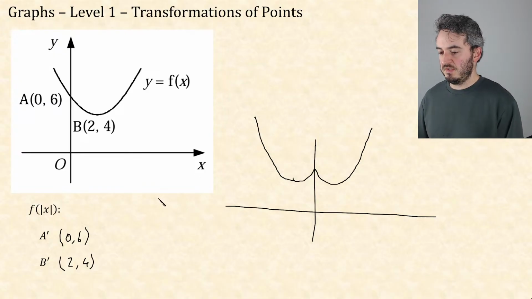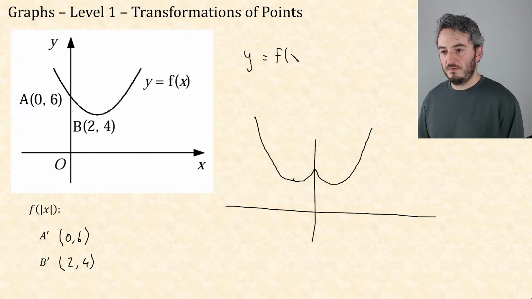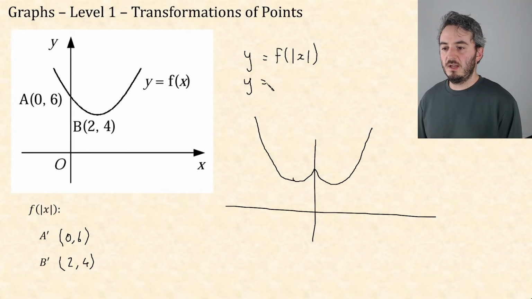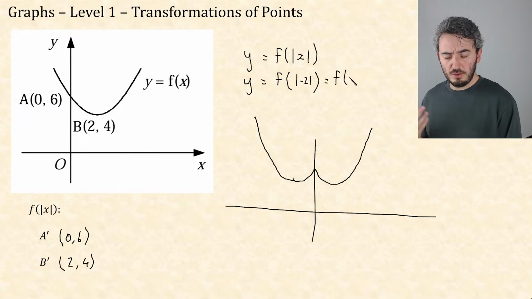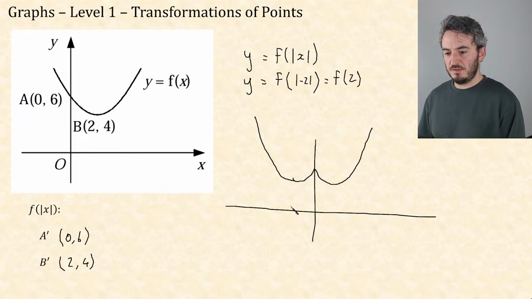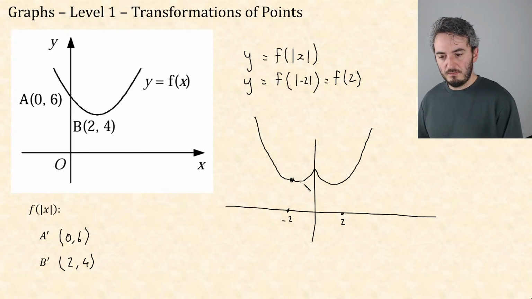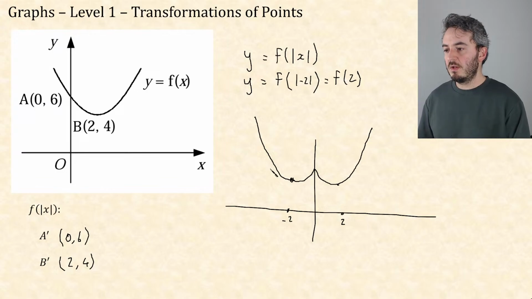And that's basically because if you were to sub -2 into this function, if the function was y equals f of mod x, well, if you subbed -2 into that, you would be saying y equals f of the modulus of -2. But that's just the same as f of 2. The modulus of -2 is 2. So the y value when x is -2 is just the same as what the y value was when x was 2. And that's why we get this mirror image over here.